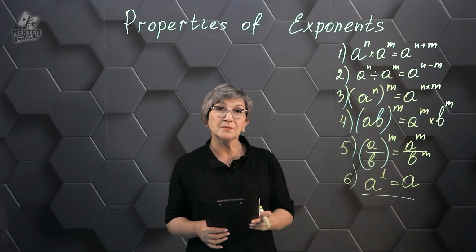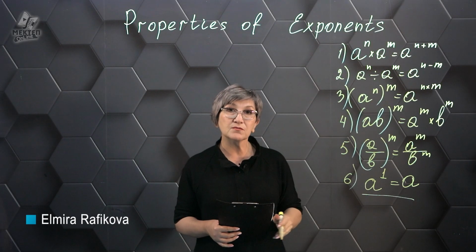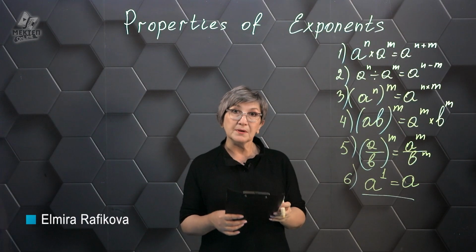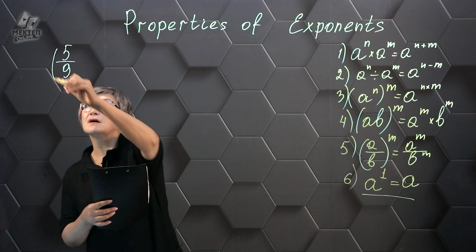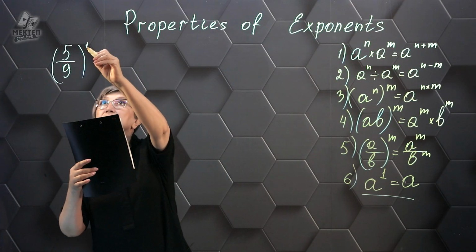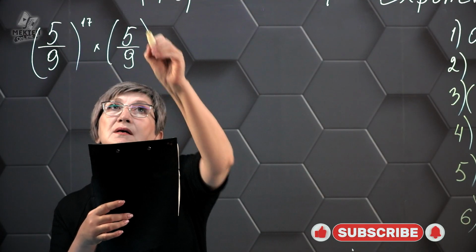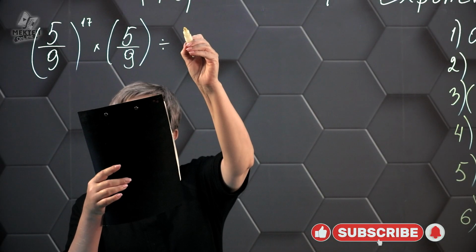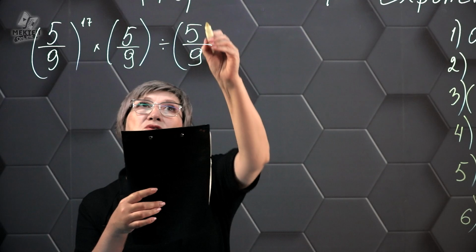Hello! Today in class we're going to solve some more examples in which we will apply the property of degree. First example. A fractional number 5/9 to the power of 17 must be multiplied by the fraction 5/9 and divided by the fraction 5/9 to the power of 16.